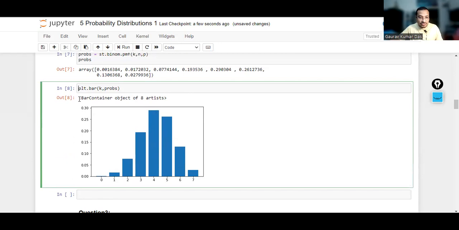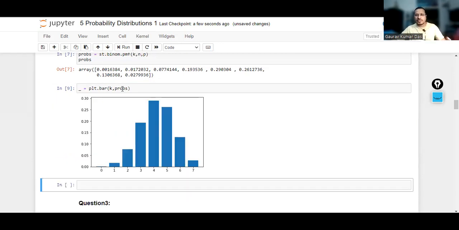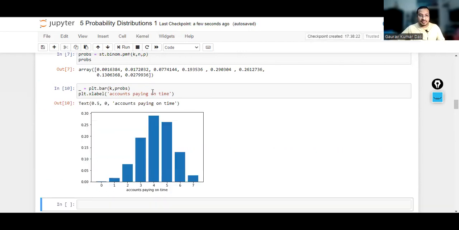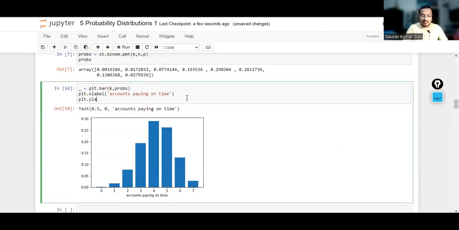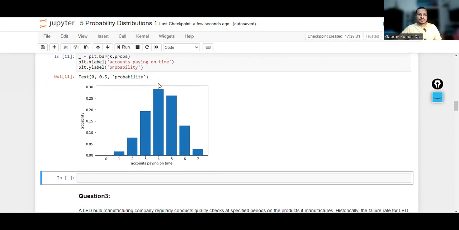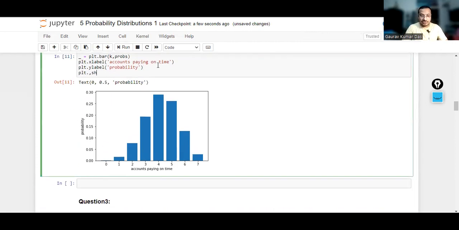So if you do not want this object to be seen, I can simply do underscore equal to, or you can do plt.show. If you do that also, it will be removed. You can also specify plt.xlabel. What does xlabel mean? Accounts paying on time. And plt.ylabel is nothing but your probability. That's it. Very simple. So let me just make it tight and I'll remove this.